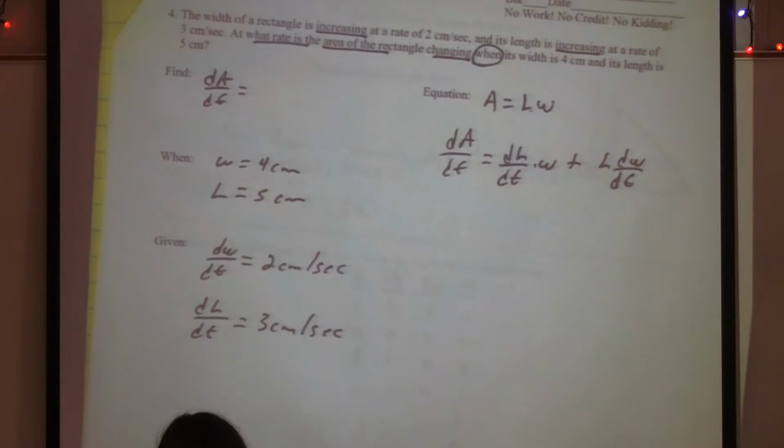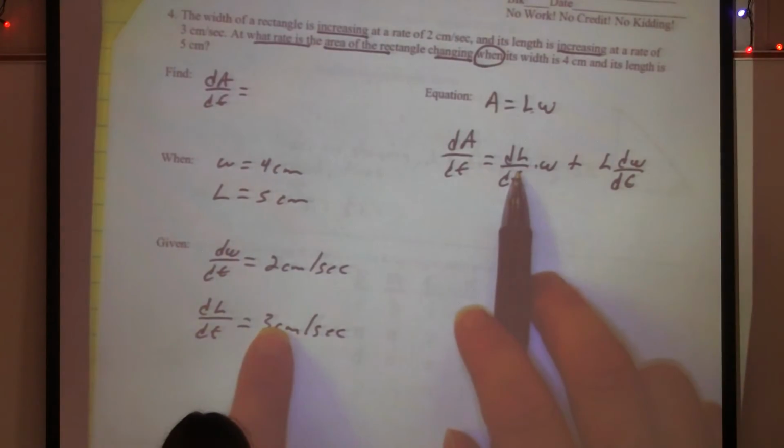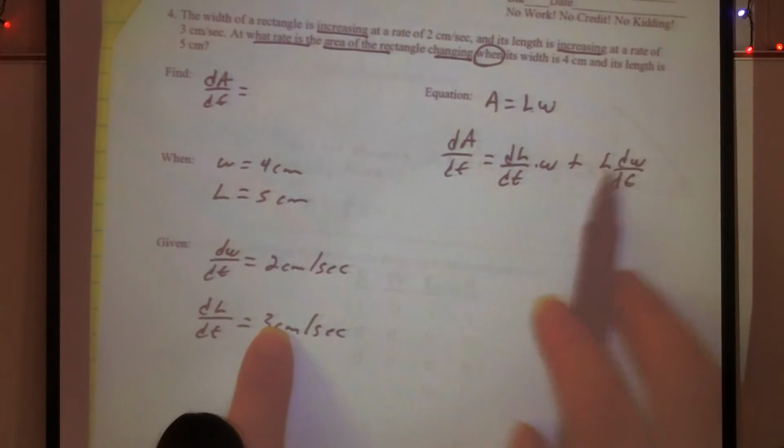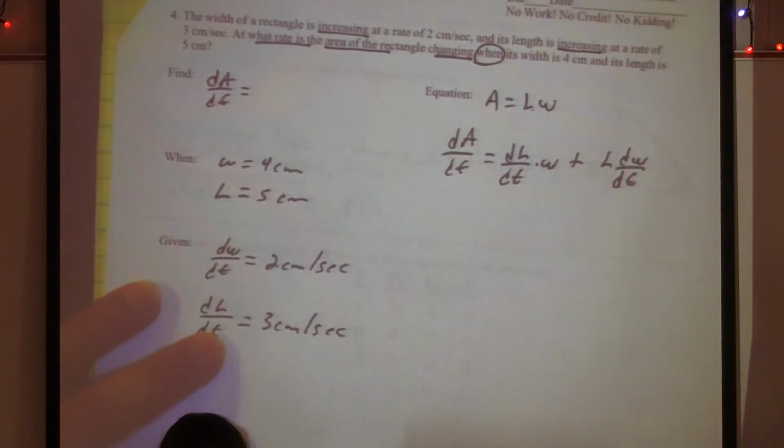Cool. So, do we have everything we need? Do we know dL dt? Do we know W? Do we know L? Do we know dW dt? So, can we find dA dt?